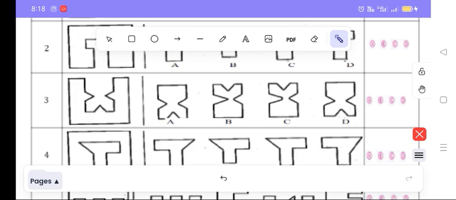Next, when you come to B, the left side V shape is very big compared to the question figure. So when you place B here, a gap will be created. So B cannot be the answer, and this part is also kept upside down. Okay, let it be. Next, you come to C.